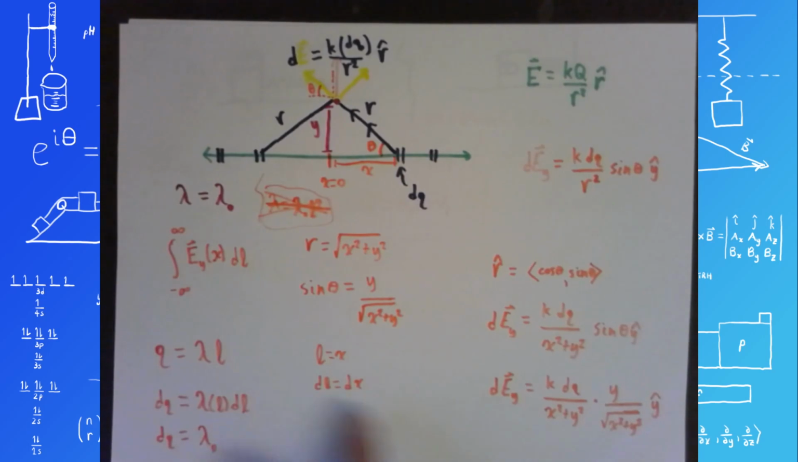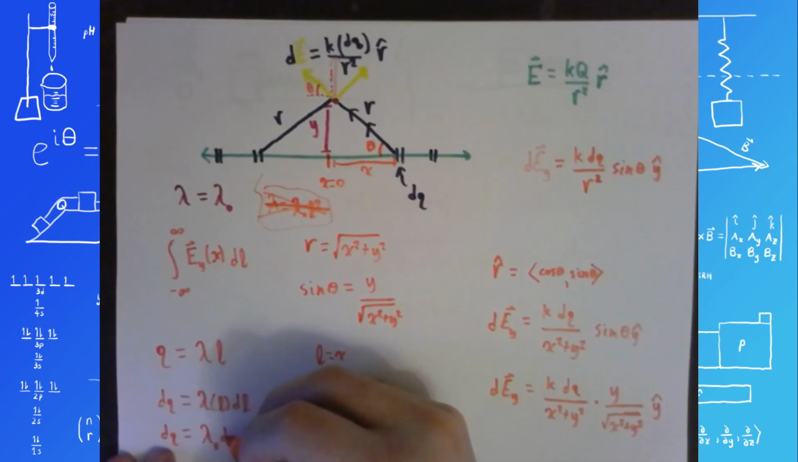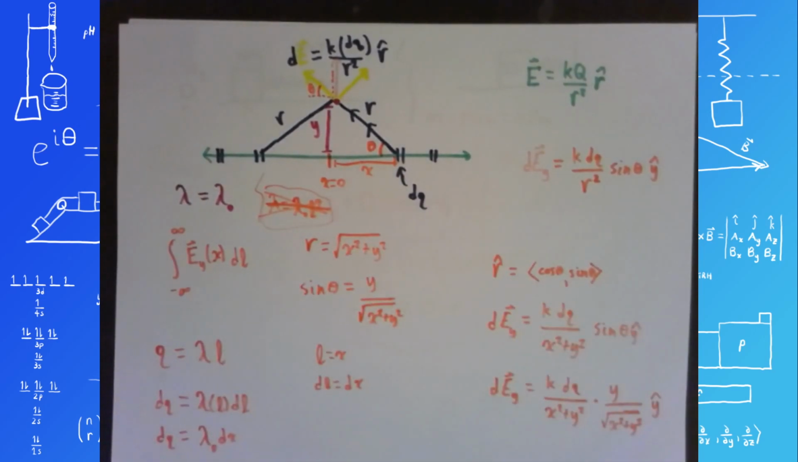And then my dl I'm replacing with dx, and that part is all nice and dandy. And I think with that, all of our variables have been replaced either with x's or with constants.